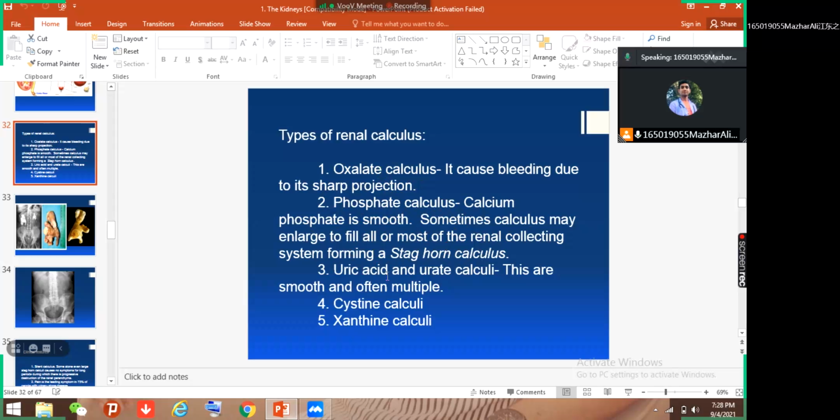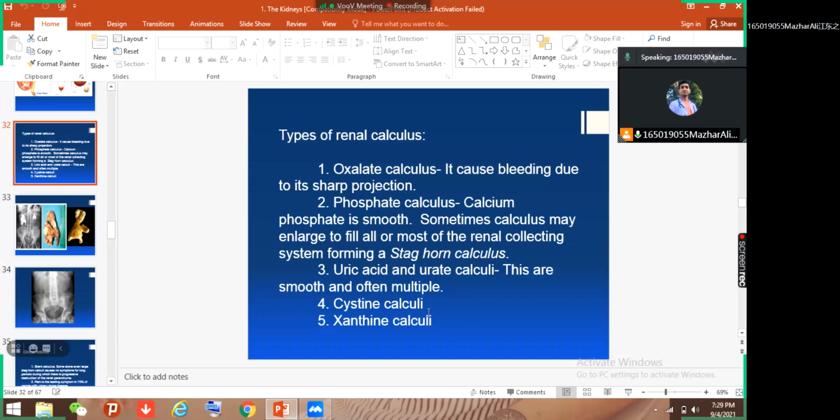Then uric acid, so uric acid and urate calculi. If you know the biochemistry, there is purine metabolism. The end product of purine metabolism is hypoxanthine and then uric acid. So it is an end product of what? Purine. Purine is present in meals like red meat. These stones are smooth and often multiple. Excessive uric acid can lead to the formation of gout. If someone has a uric acid problem, maybe kidney failure, the kidney is not working very well, and then there is formation of gout in the metatarsophalangeal joint in the foot.